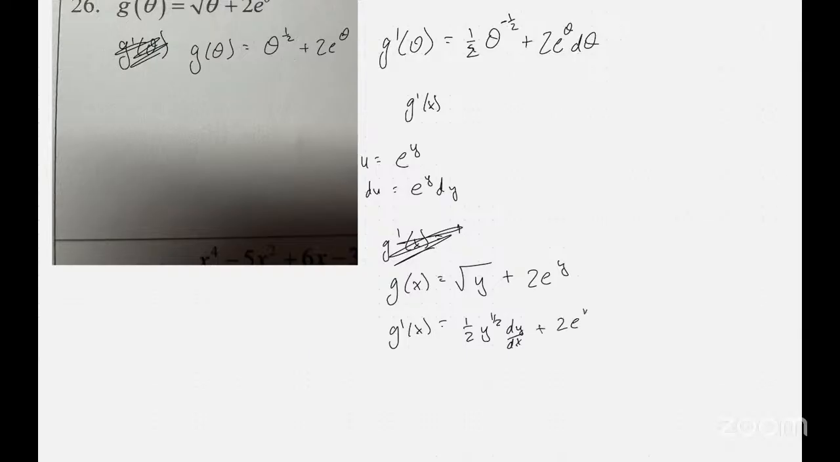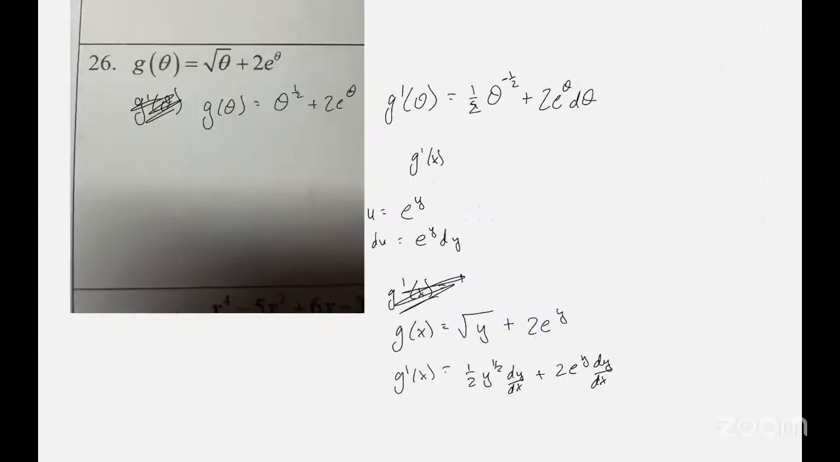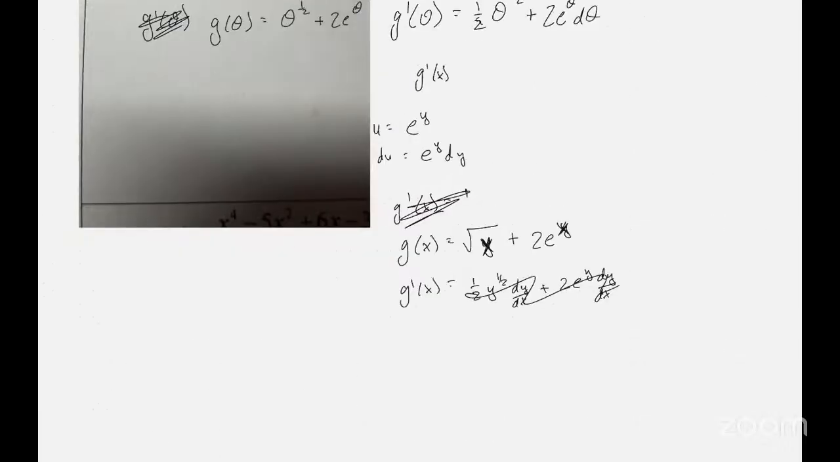If these things weren't y, if they were x, then your answer would just be 1/2 x to the negative 1/2 plus 2e to the x. That's all it would be. So I think maybe that's all you really need here.